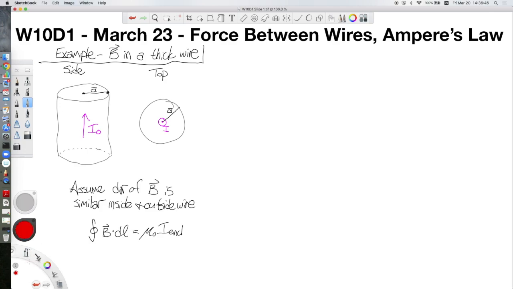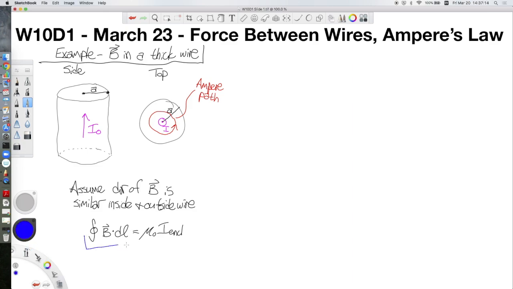So I'm going to draw my loop in red again. And since we want to know the magnetic field within the wire, I'm going to draw my Ampere path here, actually on the inside of the wire. And this is going to be my Ampere path. So we need to evaluate the two sides of this equation.